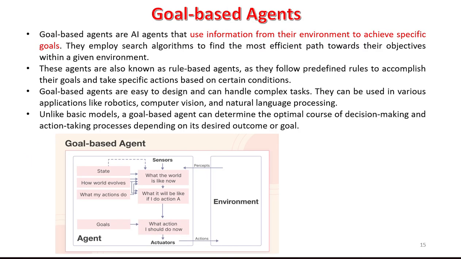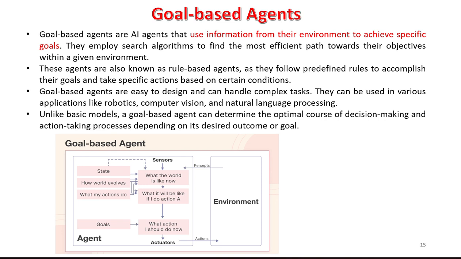So the next one is the goal-based agents. Goal-based agents are AI agents that use information from their environment to achieve specific goals. So what is the procedure we are going to use to achieve the goal?